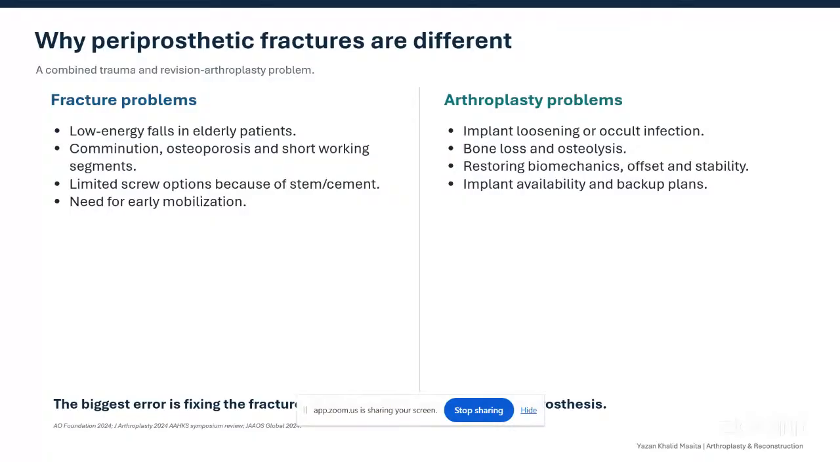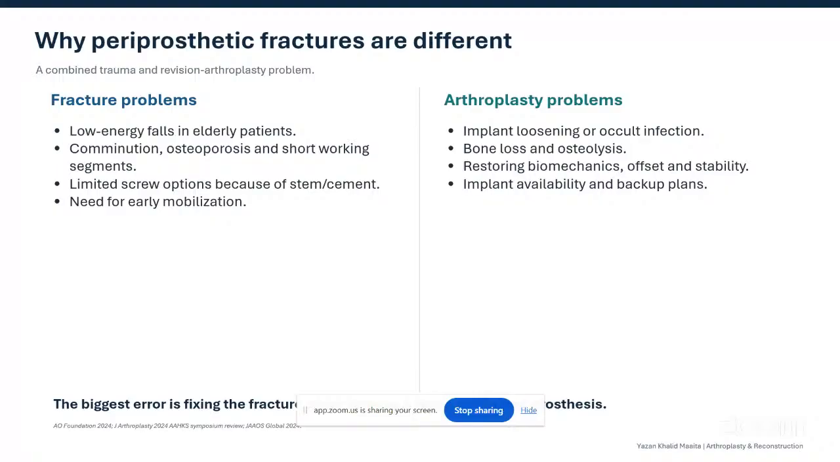Why are periprosthetic fractures different from normal fractures? When we are talking about the periprosthetic fracture, keep in mind that there is a stem, so you have to think like an arthroplasty surgeon and combine it with your trauma skills as an orthopedic surgeon. Most of the fractures happen in elderly patients who are low demand or having arthroplasty. There is comminution, osteoporosis, a short working segment, limited screw options because of the stem and the cement, and you need early mobilization.